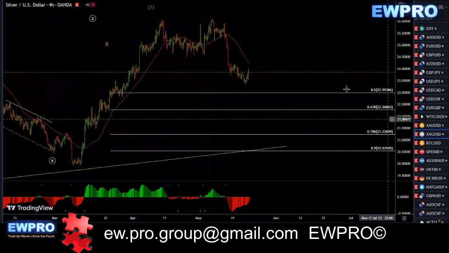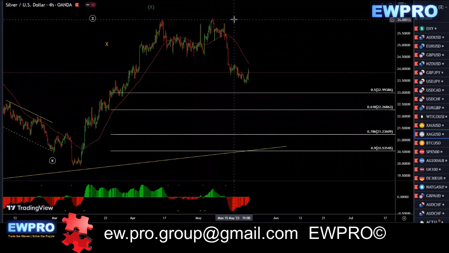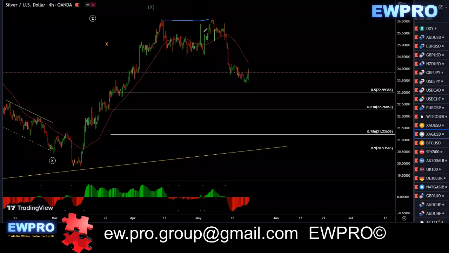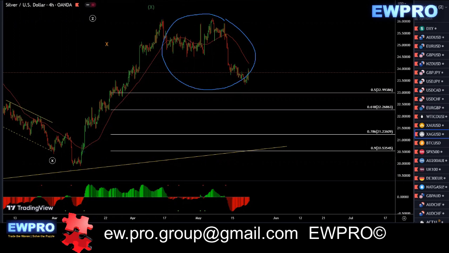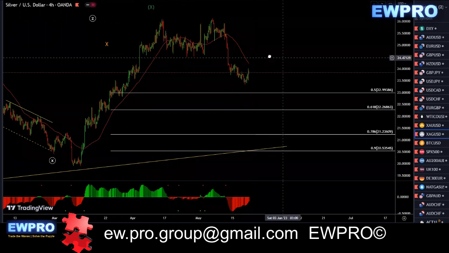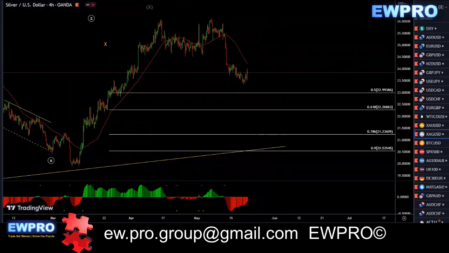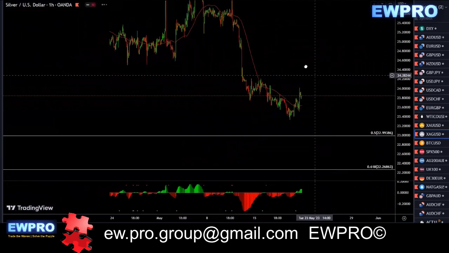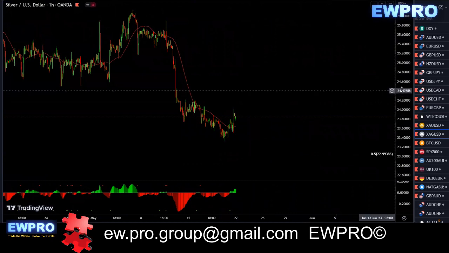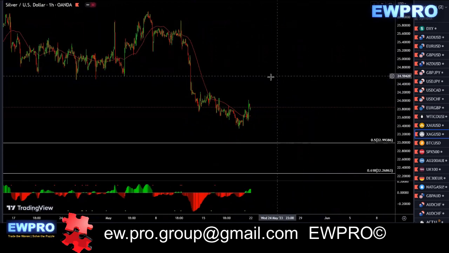H4 is tricky because we've just broken the top here. So I have to start to look at it as an expanding flat for a WXY. The problem is with these flats, it's hard to get an entry on them. Using the system we use, it's not impossible. We certainly can, but it's what we call a more risky trade.